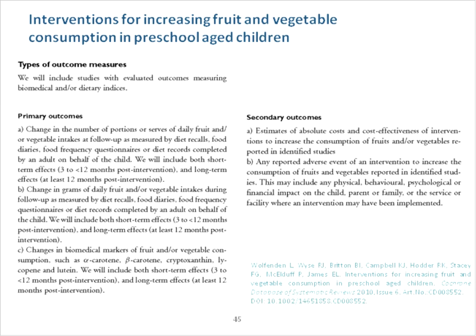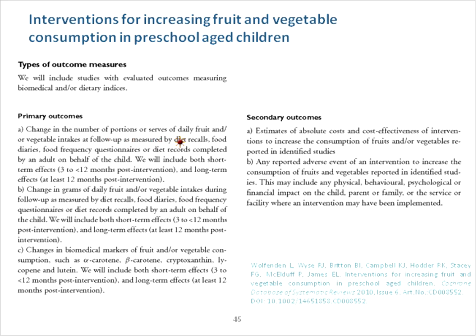So whether it's something like short, medium, and long term, as in the example that I gave. To give an example, I pulled one from a review, or actually a protocol, it's still at the protocol stage, looking at interventions for increasing fruit and vegetable consumption in preschool-age children. I like that they were explicit in what their primary and secondary outcomes were. It wasn't just that they looked at whether they increased consumption, but they define exactly what they're looking for.